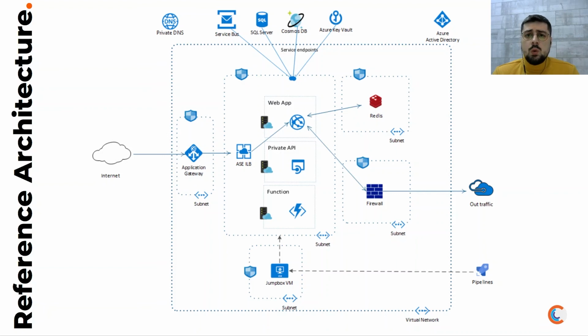Any ASE apps with an HTTP endpoint can be accessed only through the internal load balancer from within the virtual network. The app gateway is configured to forward requests to the web app through the internal load balancer, and the web app itself goes through the internal load balancer to access the APIs. The critical backend components, that is, the API and function, are effectively inaccessible from the public internet.